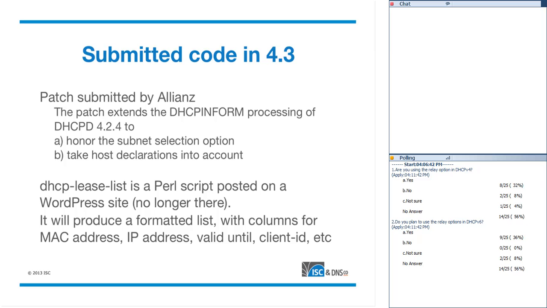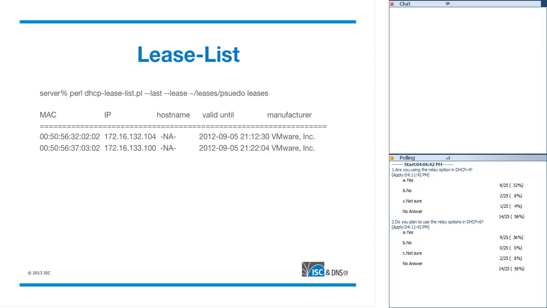Okay. Thank you, Sean. And so the other thing that we've included that was submitted is a utility called DHCP lease list. It's actually a Perl script, and it was posted on a site a good while ago, but a lot of people have asked for this as well. What it does is it produces a formatted list with columns with things like MAC address, IP address, valid until, et cetera, from your leases file. And on the next slide here is a little sample output of what this utility will do.